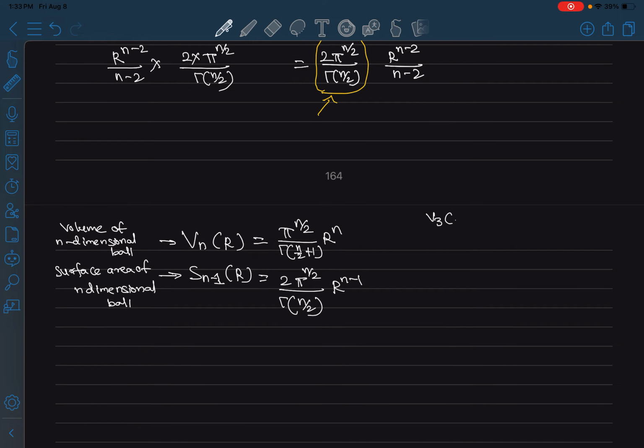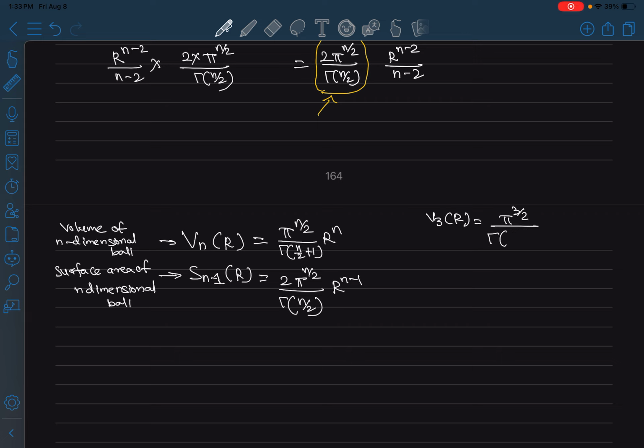Okay, for 3 dimensions, V3 of r is just pi to the power 3 half by gamma of 3 half plus 1, which is 5 half, r cube, right? And this becomes pi to the power 3 half by 3 over 2 into 1 over 2 into root pi, r cube. So this is just 4 over 3 pi r cube. Yeah, and that's the answer, right? Okay, so that works. Now if you try to find V2, that's just pi by gamma of 2 by r square, which is just pi r square, and that works, right?